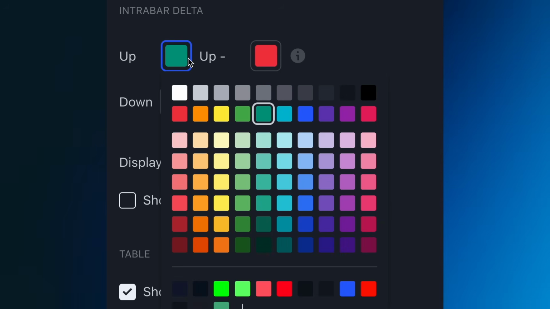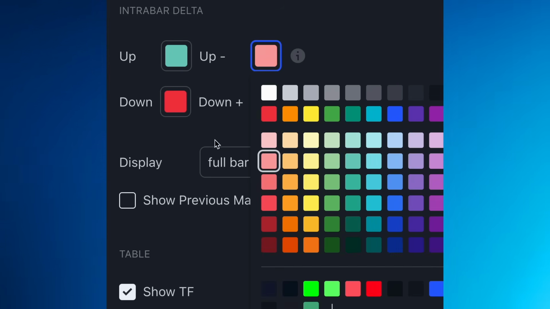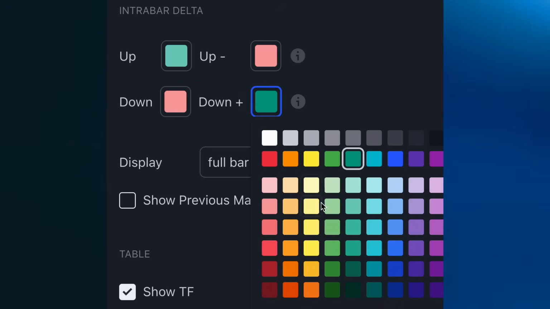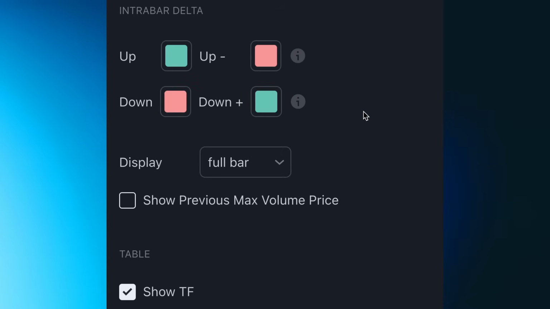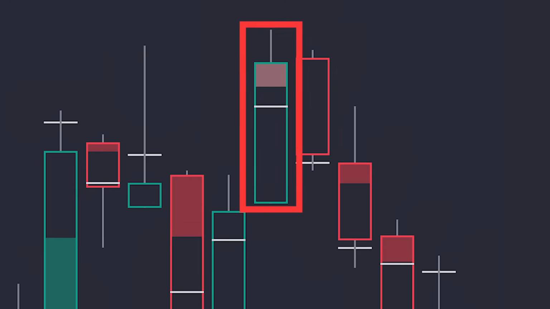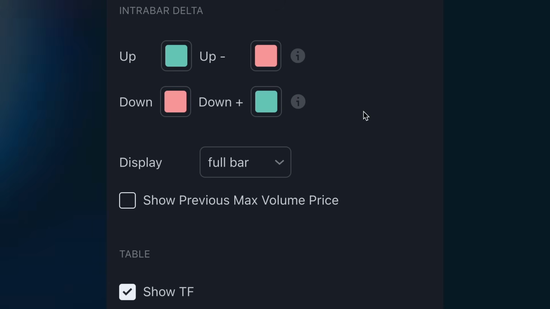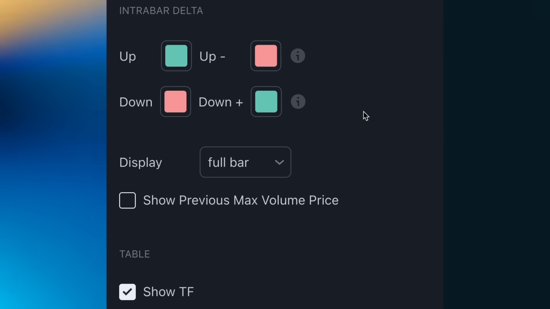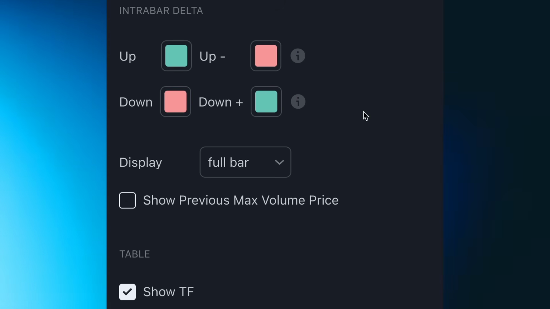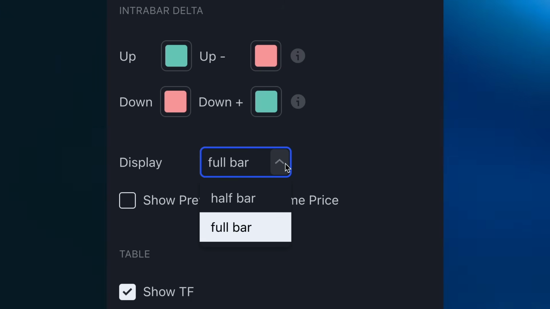The indicator also allows for color customization. You can adjust the bullish and bearish delta colors to stand out more against the direction of the candle, making divergences easier to spot, giving you a clearer visual cue of potential reversals or trend shifts. And we of course have a display option to allow you to customize how the delta candles appear. You can choose between half bar and full bar display.